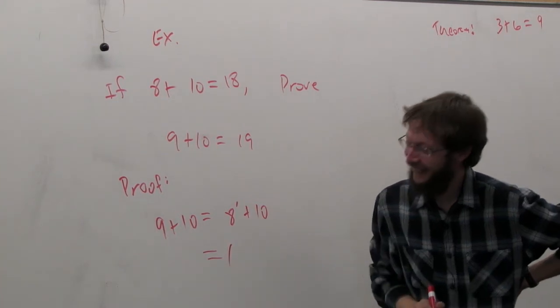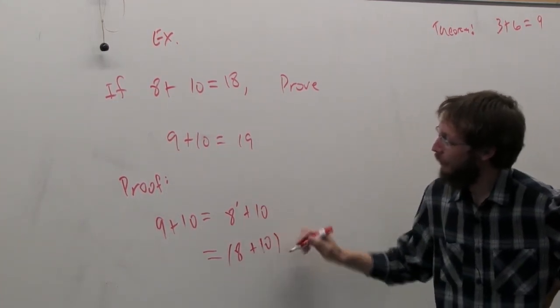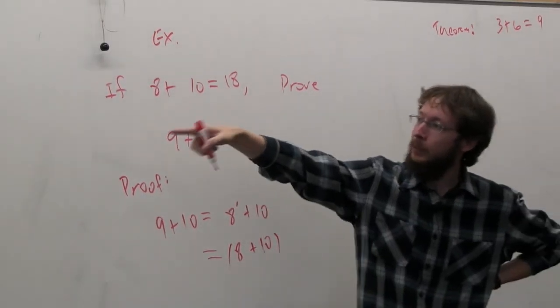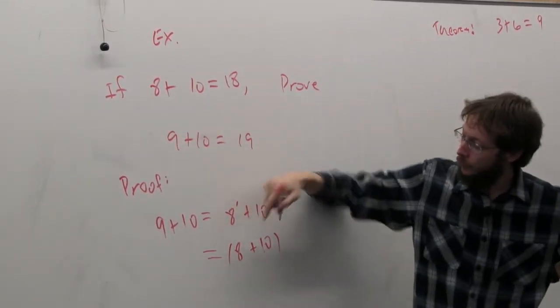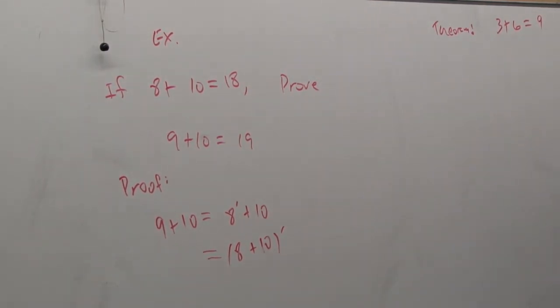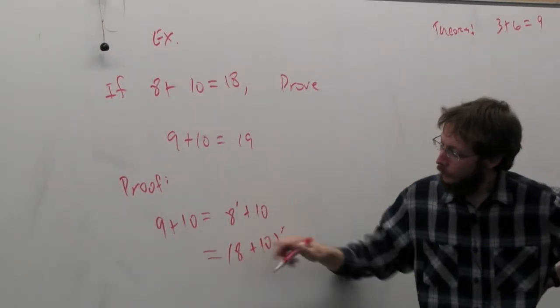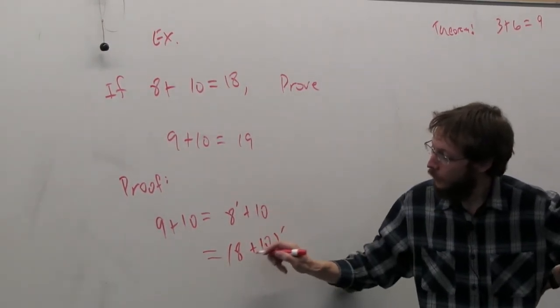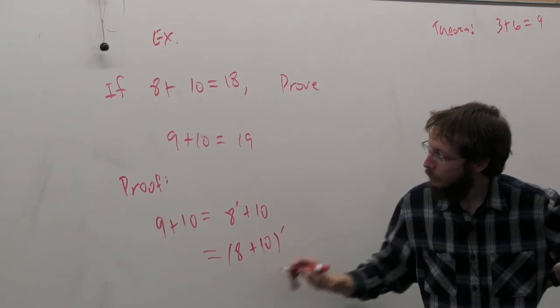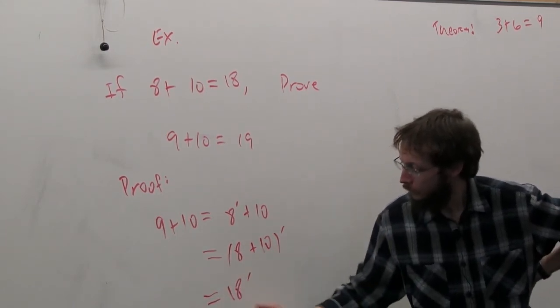Okay. So we've reached that known addition fact, right? Because property B says if you have a successor on the first term, you can move it outside of parentheses, right? And so we work backwards until we find a known addition fact that we can use. 8 plus 10 is known to be 18. And we're taking the successor of that, which is 19.